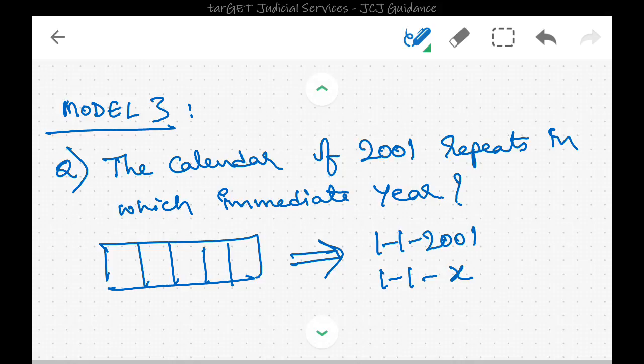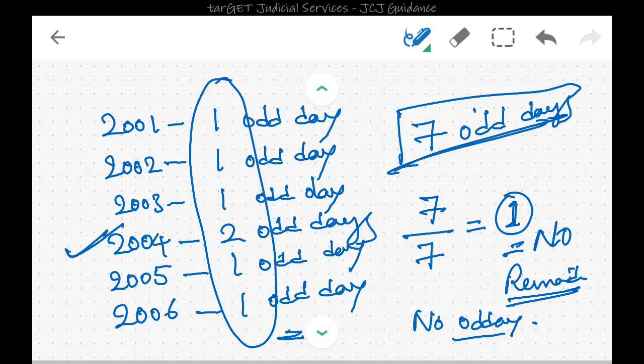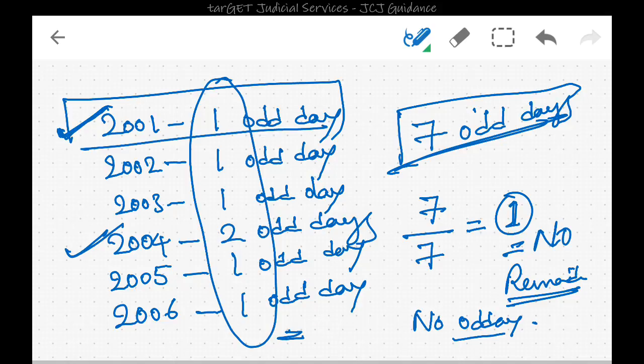The calendar of a certain year is given. So while calculating the odd days, you have to include the calendar of the first year which is mentioned in the question. If the calendar of 2001 repeats in which year is the question, then you have to include 2001 in calculating the number of odd days. This is the first point you have to remember.